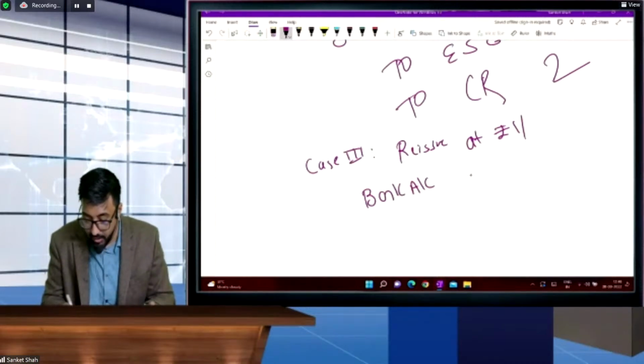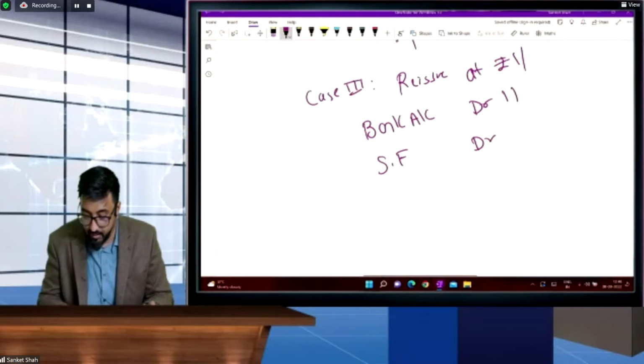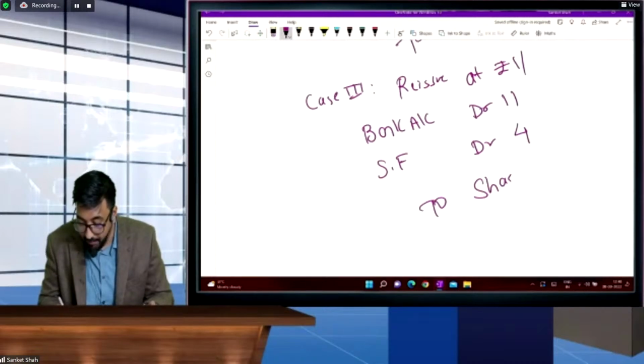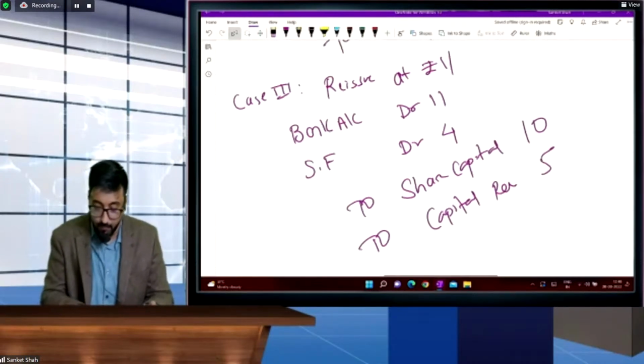Bank account debit 11. Shares forfeited debit 4. To share capital 10. To capital reserve 5.